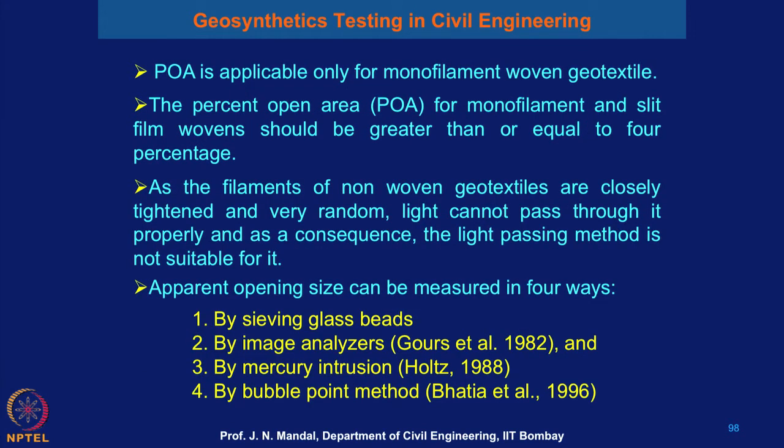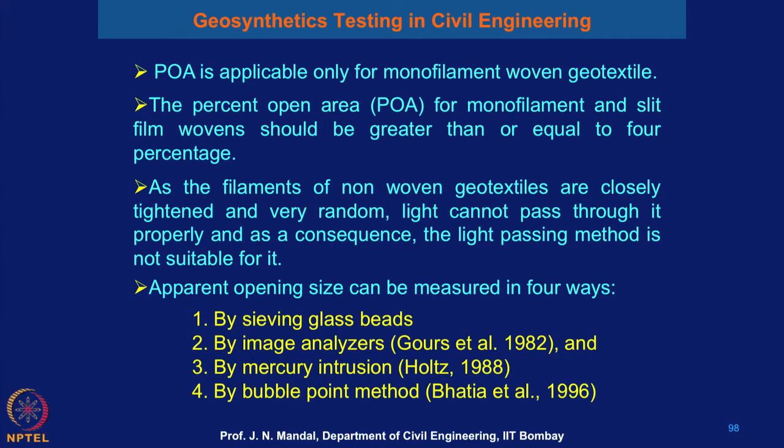And next, that POA, percent open area, is applicable only for monofilament woven geotextile material. The percent open area for monofilament and slit film woven should be greater than or equal to 4%. As the filaments of non-woven geotextile are closely tightened and very random, light cannot pass through it properly, and as a consequence the light passing method is not suitable for it.